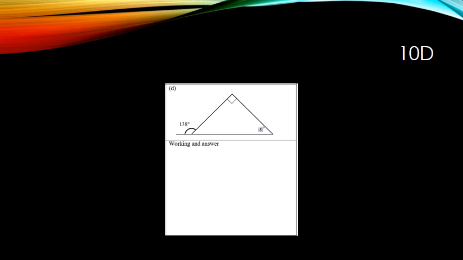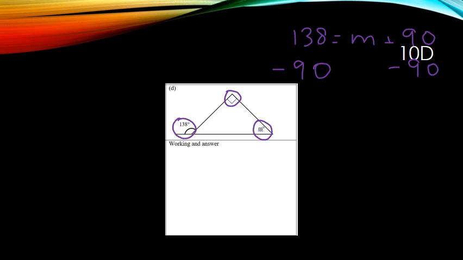Okay, so we can attempt this question in a number of ways, but do what's most obvious to you. So what we learnt is the external angle theorem. So we know that the external angle must be equal to the sum of the two opposite interior angles of a triangle. So that means 138 must equal m plus 90. And all we have to do is rearrange. So we subtract 90 from both sides, and we're left with m equals 138 minus 90 is 48 degrees.